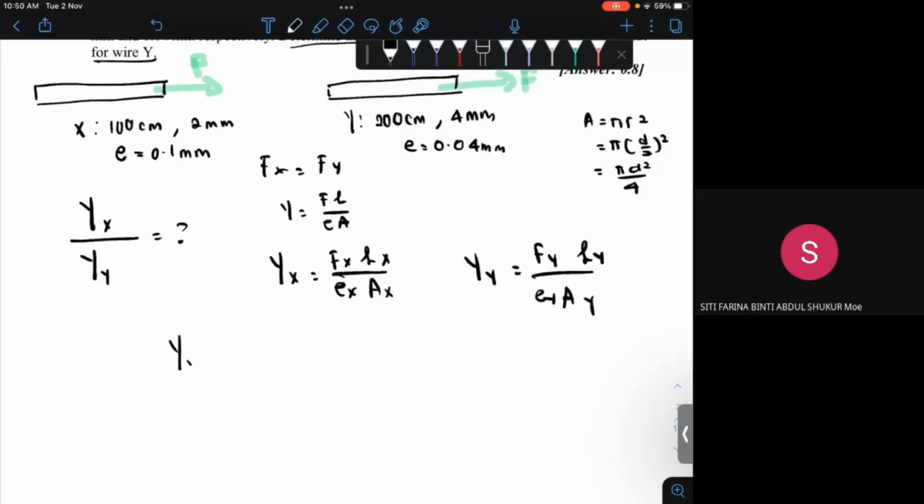So awak boleh terus cari nilai ataupun awak boleh cancel apa yang patut dan baru awak masukkan nilai. Tak ada masalah. So Fx is equals to Fy, so saya akan tulis F sahaja. F, Lx, extension x, area x bahagi dengan F, Ly, extension y, area y. So F ni boleh cancel.